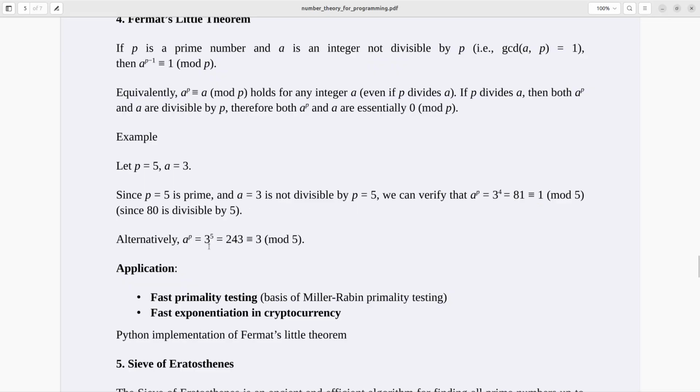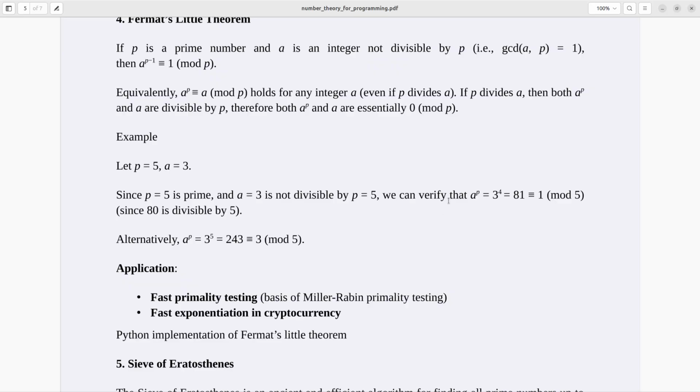So alternatively, I can use the second one here. 3 to the power of 5 equals 243, which is congruent to 3 when the modulus is 5, okay? So I can check for the Fermat's little theorem if I have both P and A given, okay? So how can we apply the Fermat's little theorem?